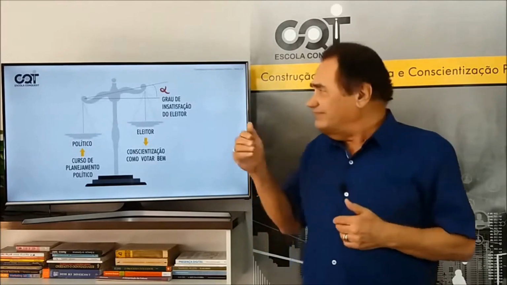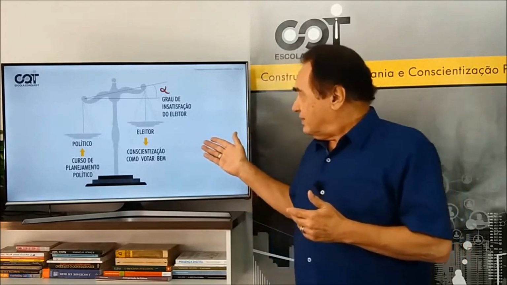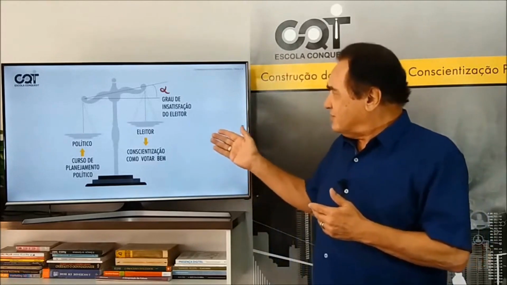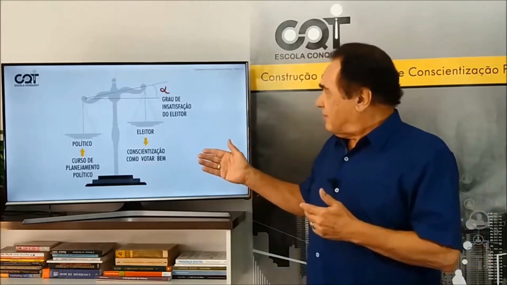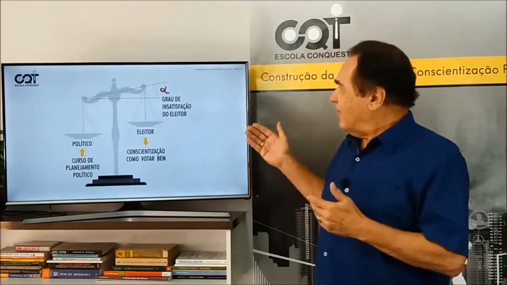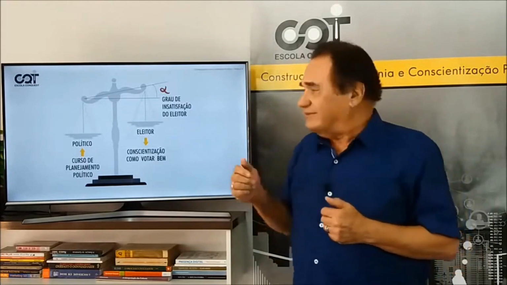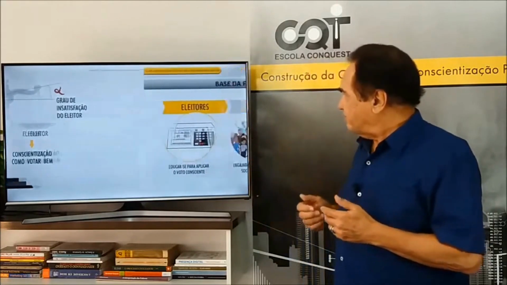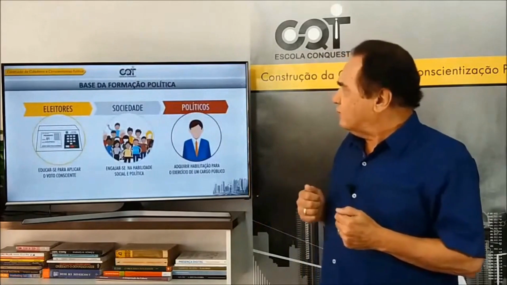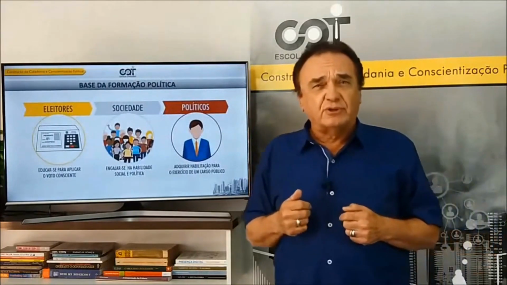What happens with that? The imbalance on the scale. What does it mean? They need to understand each other well, so that we can have this balance and the level of voter dissatisfaction comes to zero. Very important. Then we will see who the actors are at the base of political formation.